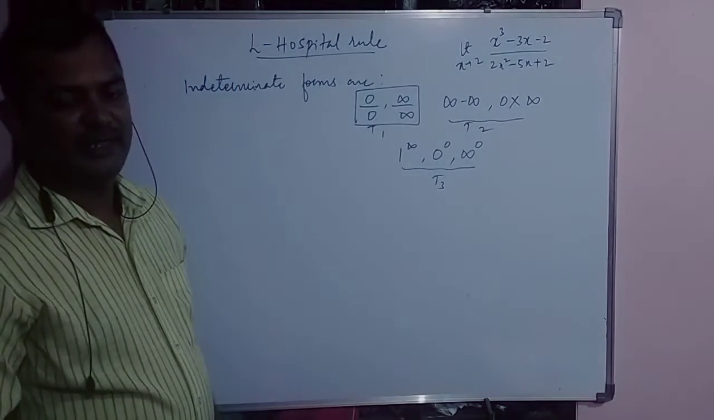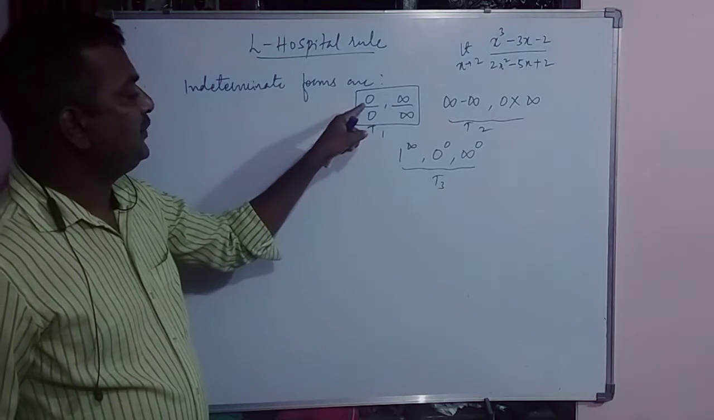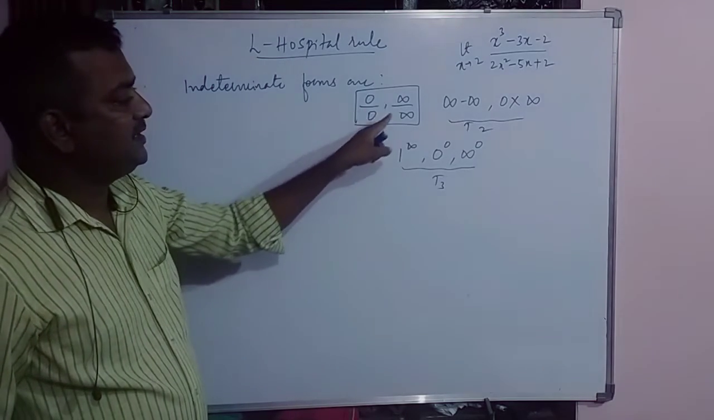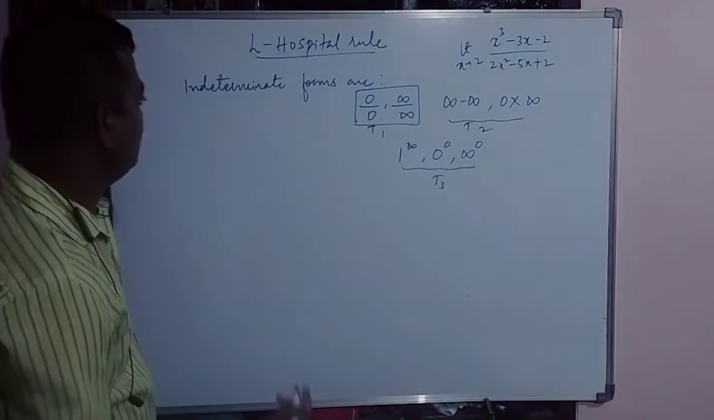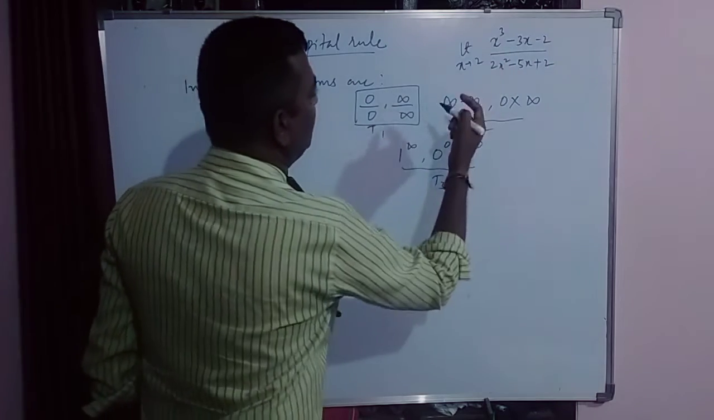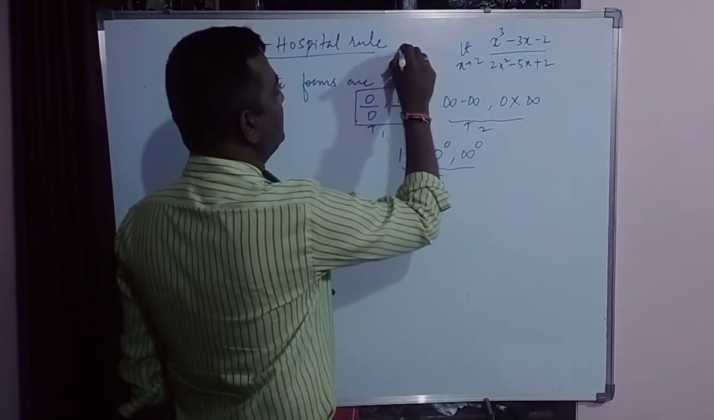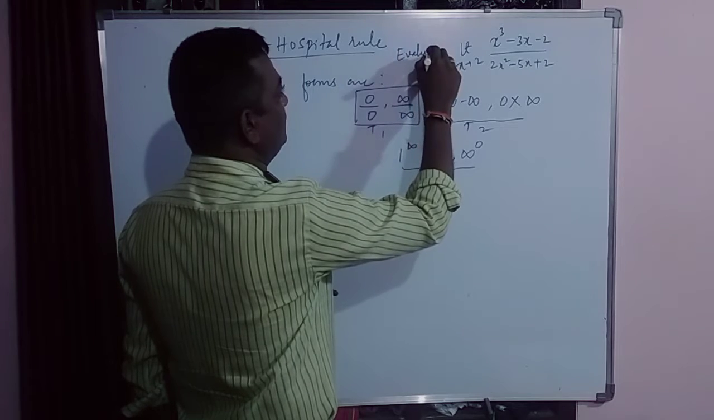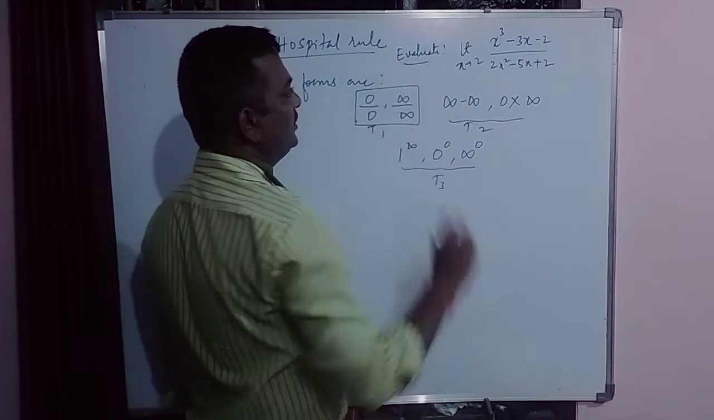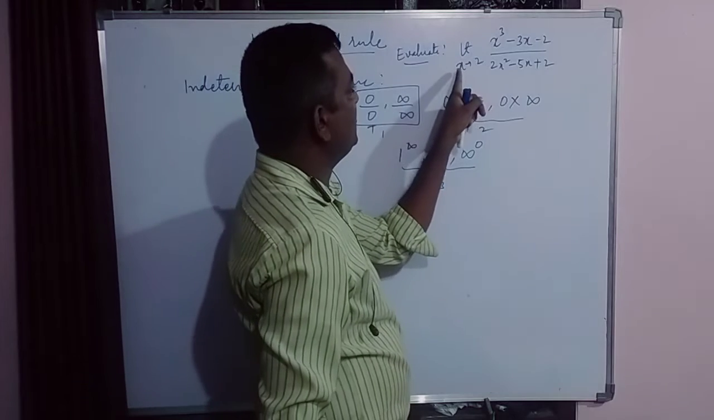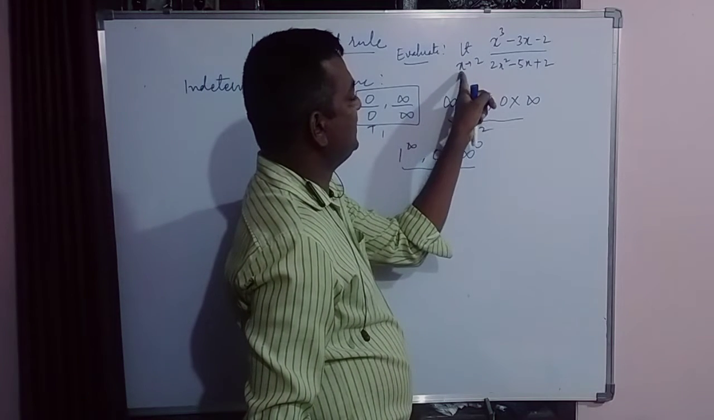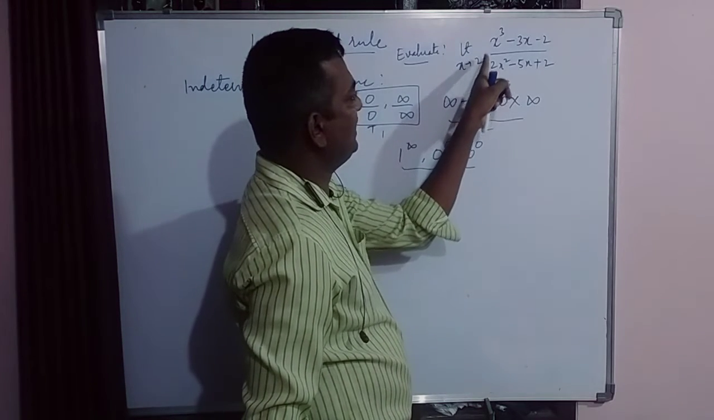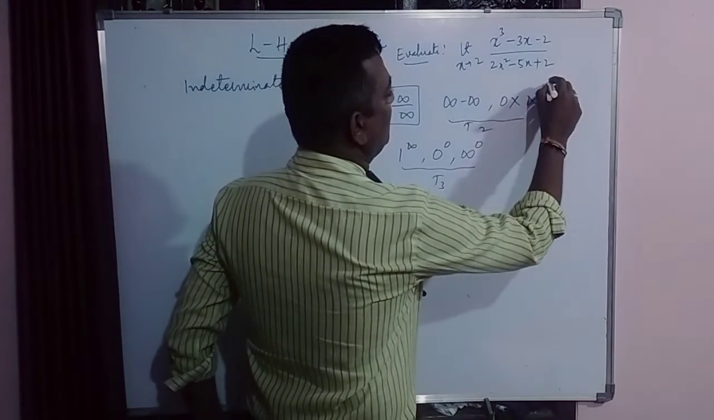Now I will tell you when you will get these types of forms. I will take a simple example. Let's observe this, evaluate, and observe what is the value as x tends to 2. Substitute x value as 2 and observe what will happen.